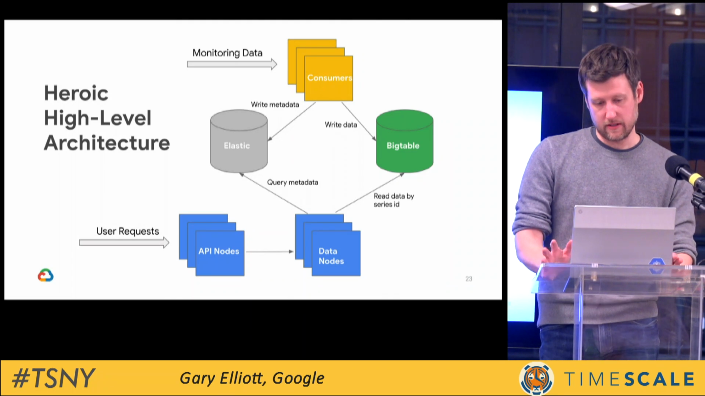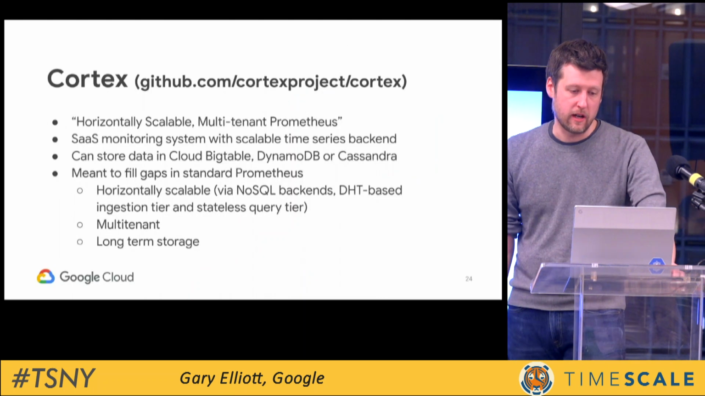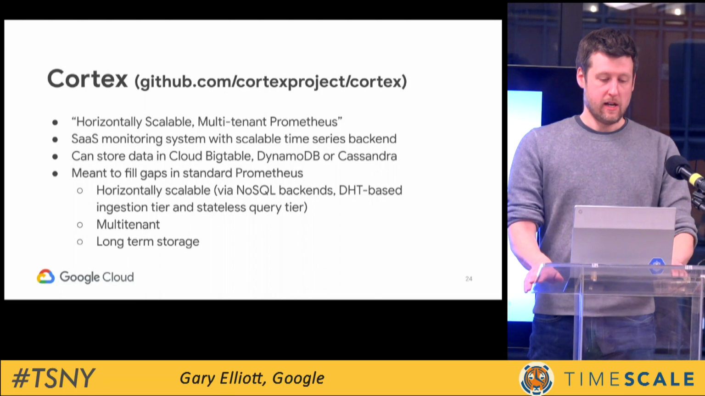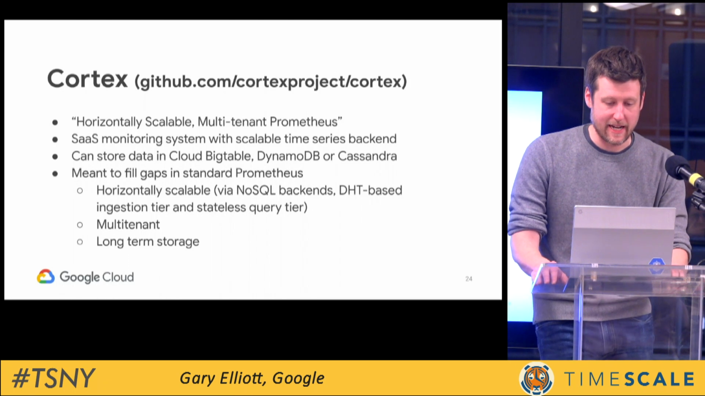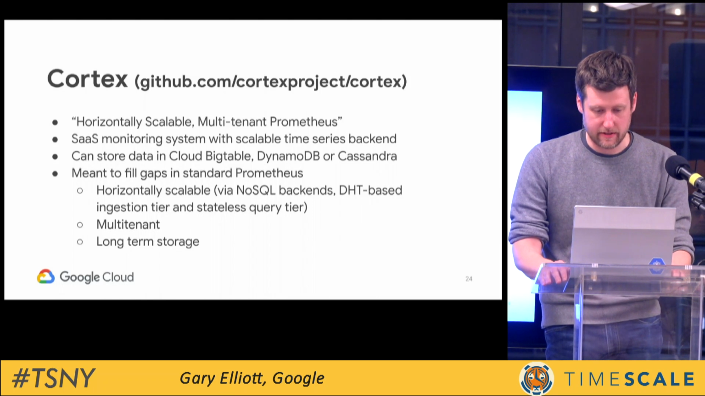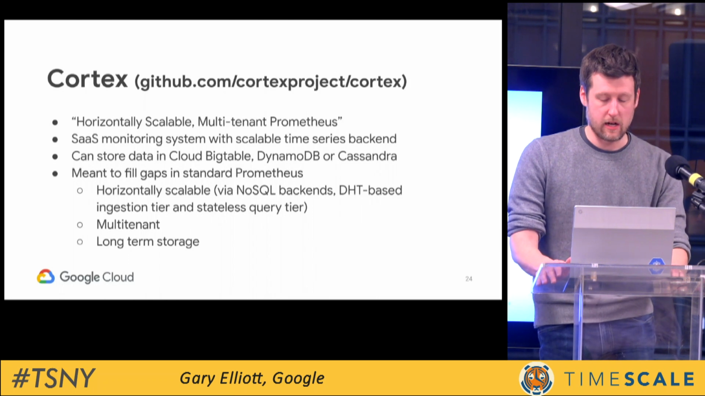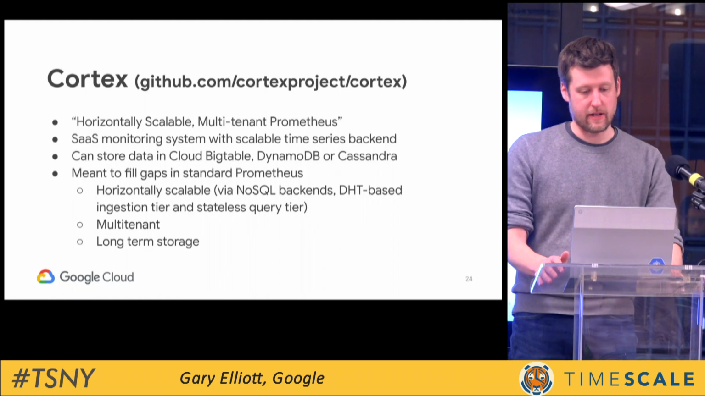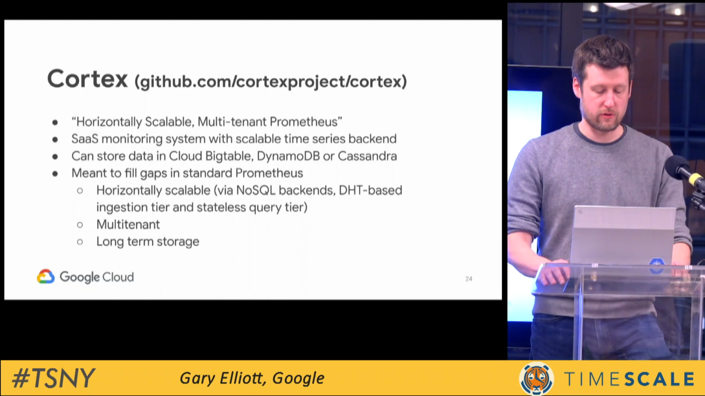So that's Heroic. That's another interesting system. This is a kind of cool one, Cortex. Cortex is an open source system that bills itself as a horizontally scalable multi-tenant Prometheus. So if you're not familiar with Prometheus, it is an open source monitoring system. It's very popular. It's tied pretty tightly to Kubernetes as the monitoring system of choice.